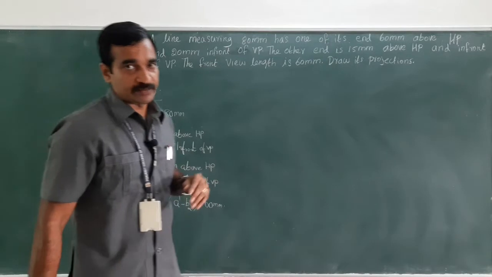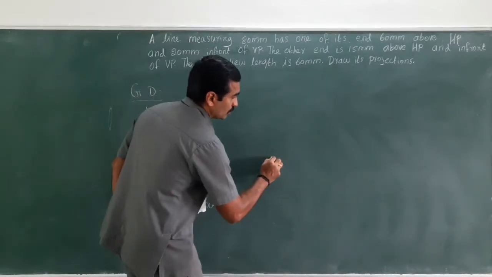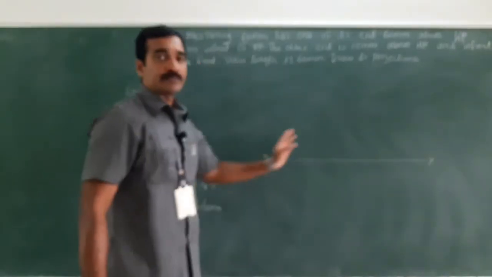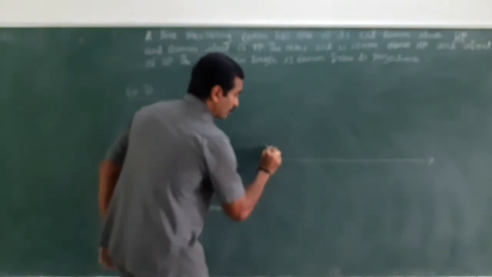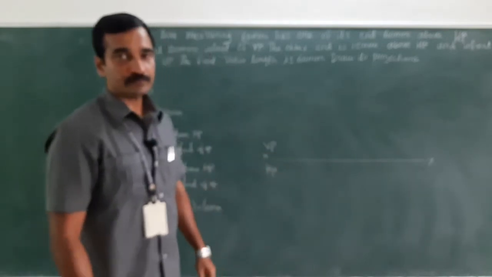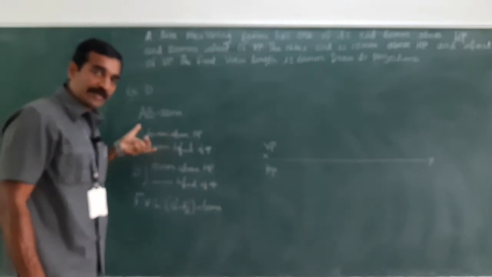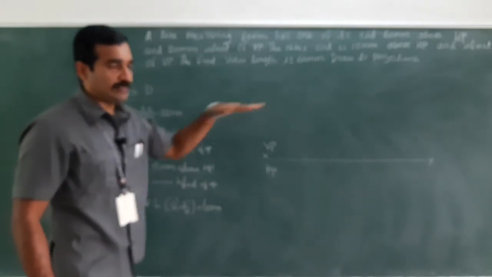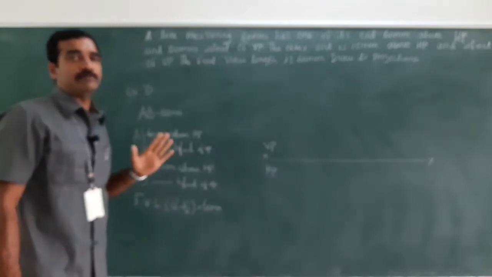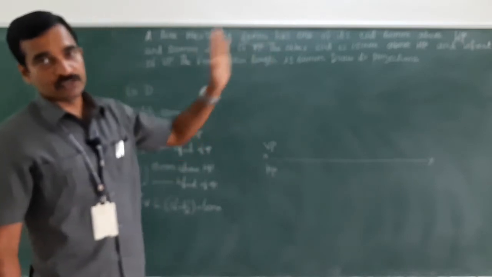Draw its projections, right? So first thing you have to do is draw the XY line, that is the reference line. Above the reference it is VP, below the reference is HP. First you have to utilize the locus of A and B to construct the locus of A dash and locus of B dash, isn't it? Then only we can position the object, that is the straight line.